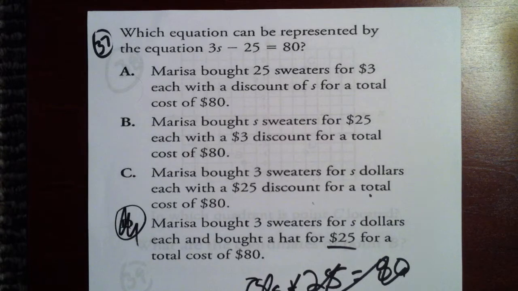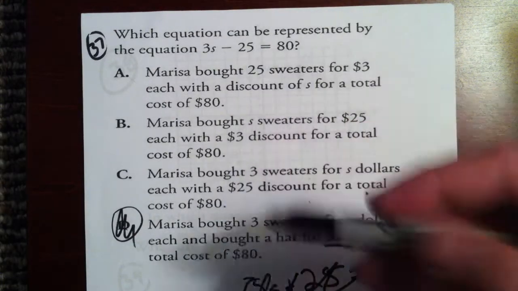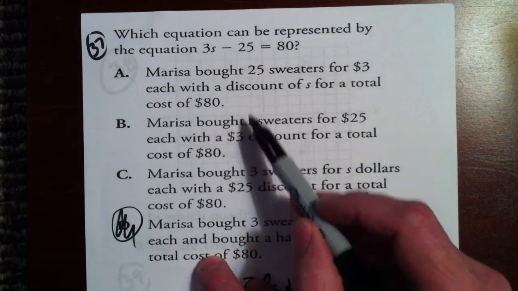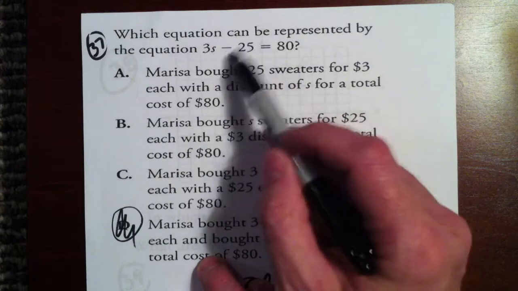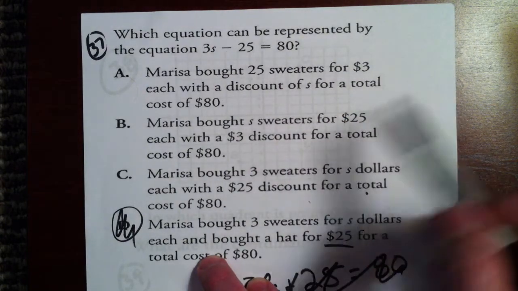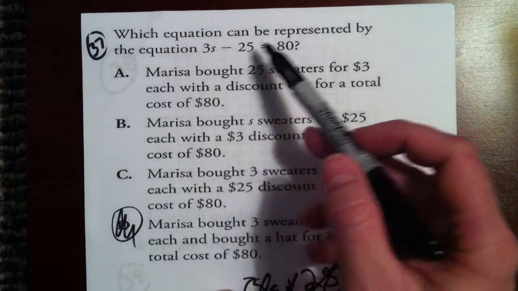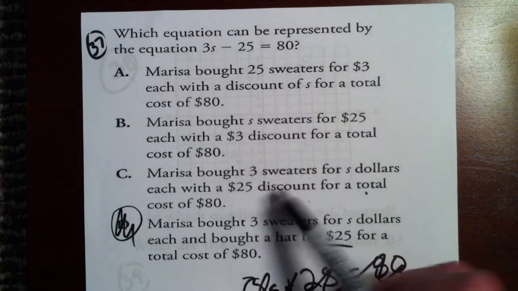A, Marissa bought 25 sweaters for $3 each. Well, if she bought 25 sweaters, it would be 25 times 3 or something like that. Marissa bought S sweaters for $25. Well, no, that's not the case because, again, 25 is our constant here. You ideally want to find something that says less 25 or minus 25 or something like that.